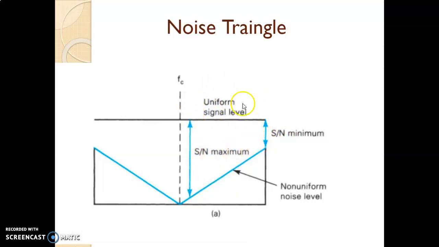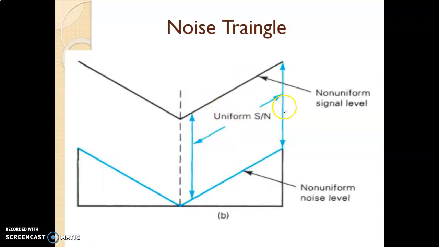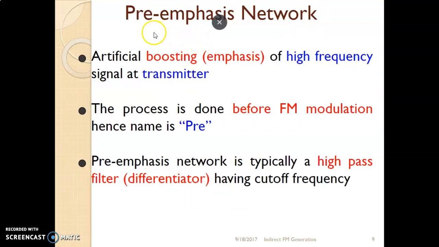So to have this particular signal to noise ratio, what do we have to do? We have to boost the higher side frequencies such that our signal to noise ratio becomes uniform. And that particular work is done by a circuit which is called the pre-emphasis network. So what this pre-emphasis network will do is artificially boost the high signal frequency, and definitely this will be done at the transmitter side. And since this is done before the FM modulation process, this particular name is given as pre-emphasis.